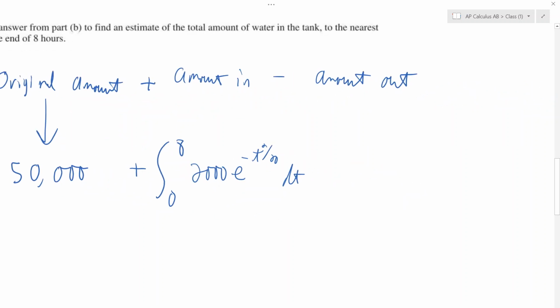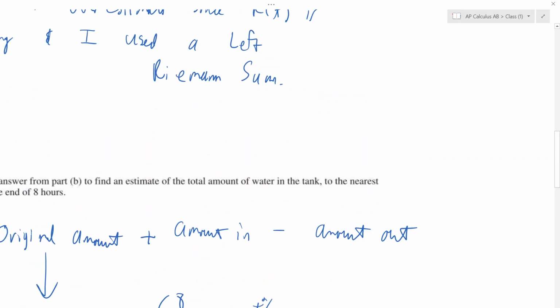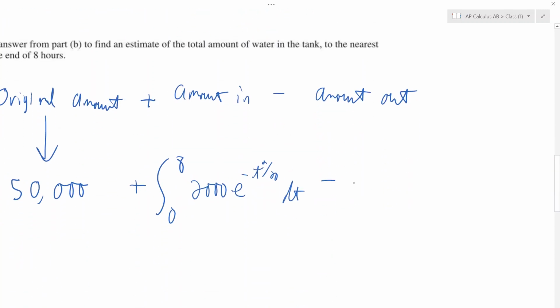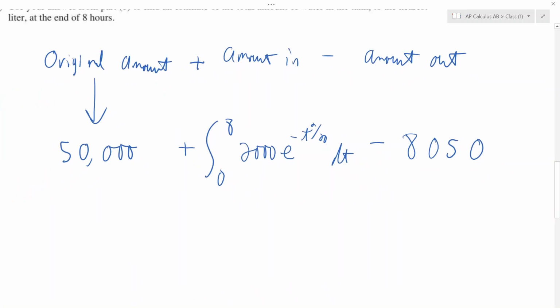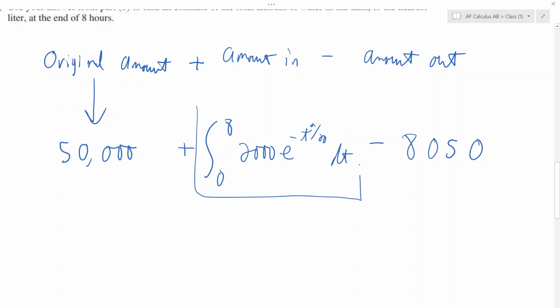dt. And you could put both integrals together if you want, but we already did the integral, right? We already did the amount out. So minus the amount that came out, which is our last answer, which was, I forgot already, 8,050. And notice, that's not part of my integral there. My integral is just this, right here. So make sure you put that dt on there so you understand that.